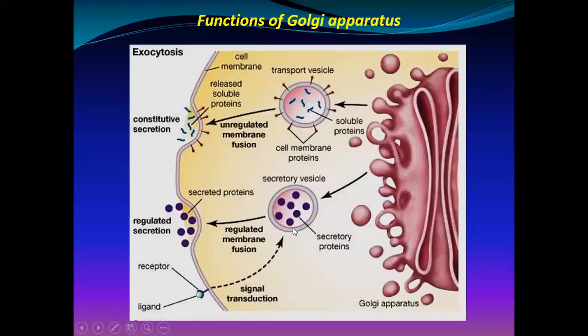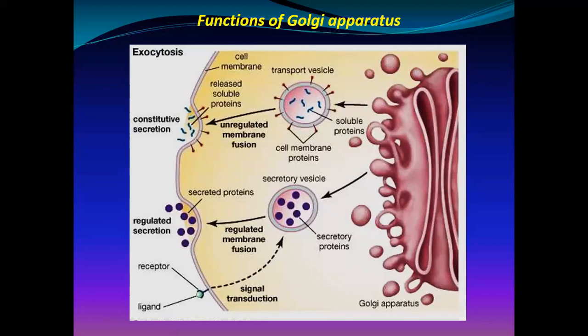When the message is sent here, this will go and fuse and then release. Most of the time, hormone release happens, for example, when the blood glucose increases and insulin is secreted. So when the blood glucose increases, insulin is secreted, which means a stimulus comes and binds. Insulin has already been synthesized and is packed in vesicles.